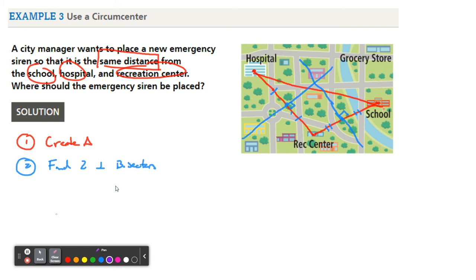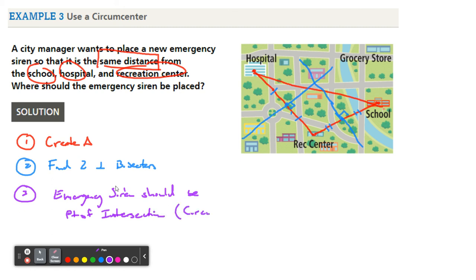And then 3, we're going to mark the point of intersection where the siren should be. So the emergency siren should be at the point of intersection, which again will be called the circumcenter. So that would be right here. There's where the siren should go. Right at that dot. And again, like I said, because it looks a little obtuse, just outside the triangle.